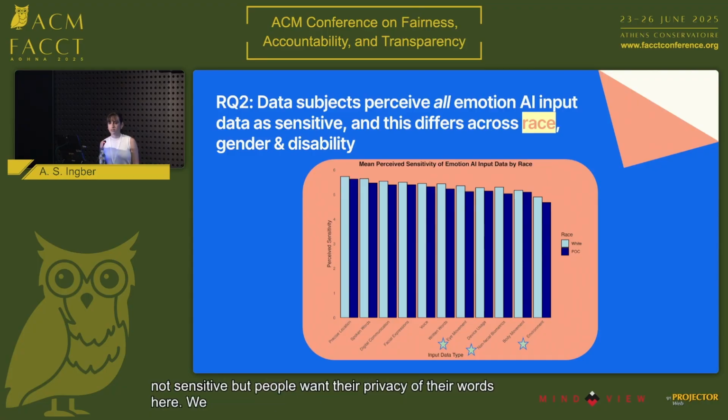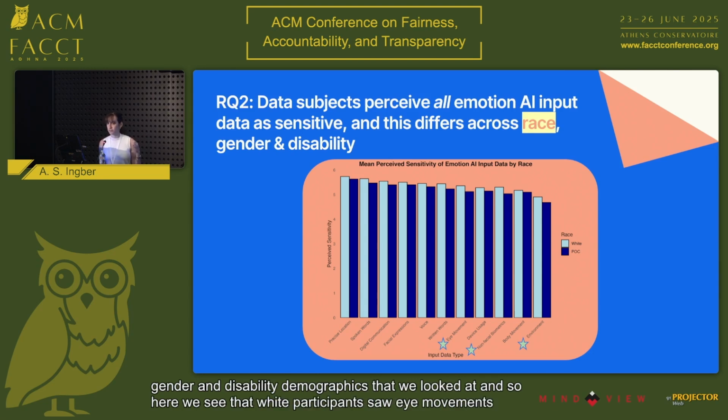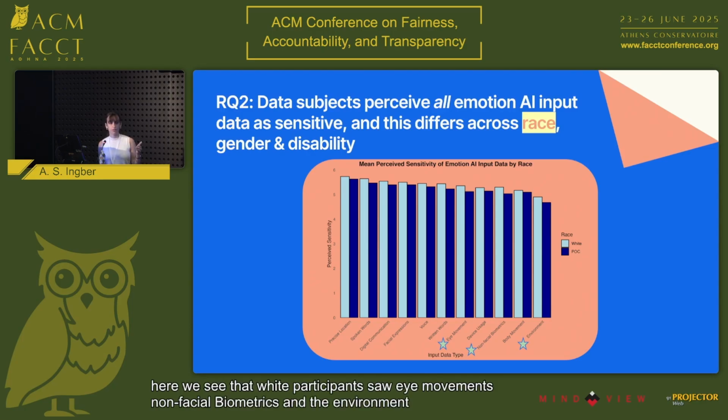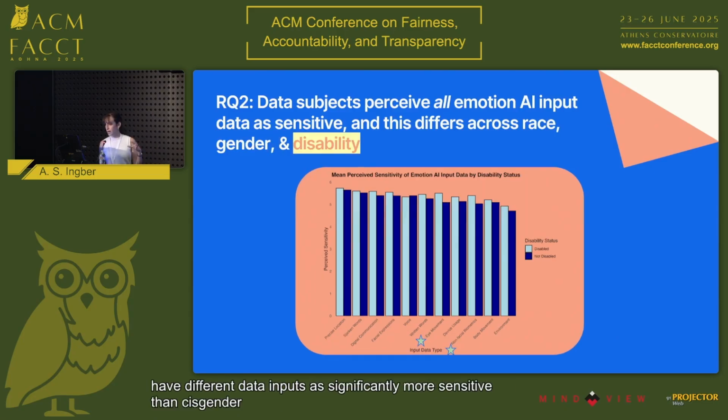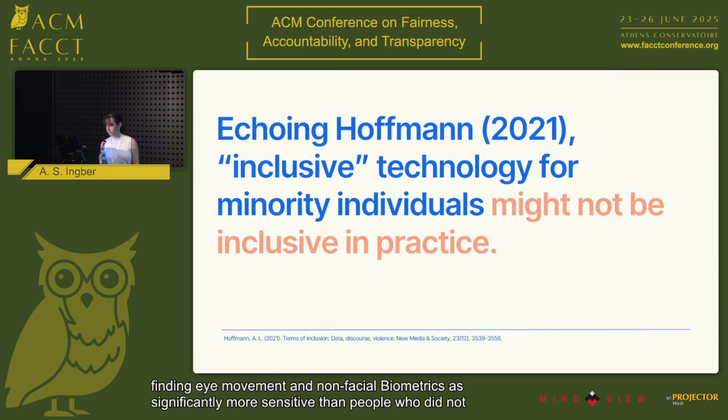We see some patterns across the different racial, gender, and disability demographics that we looked at. And so here we see that white participants saw eye movements, non-facial biometrics, and the environment as significantly more sensitive than people of color. In terms of gender, we saw gender minorities seeing a variety of different data inputs as significantly more sensitive than cisgender men. And in terms of disability, we see disabled participants finding eye movement and non-facial biometrics as significantly more sensitive than people who did not have a disability.